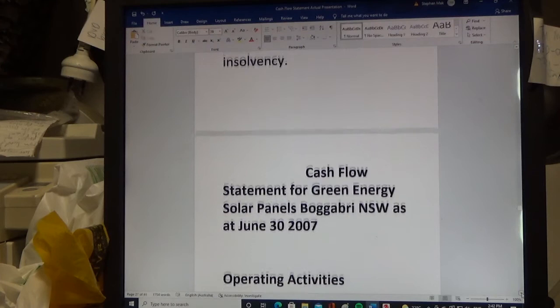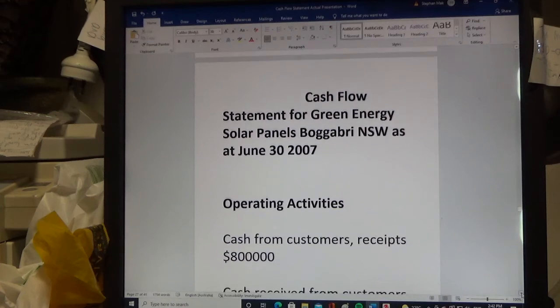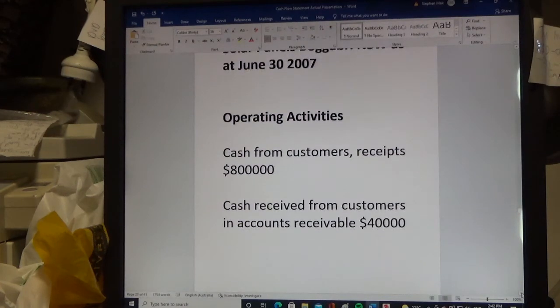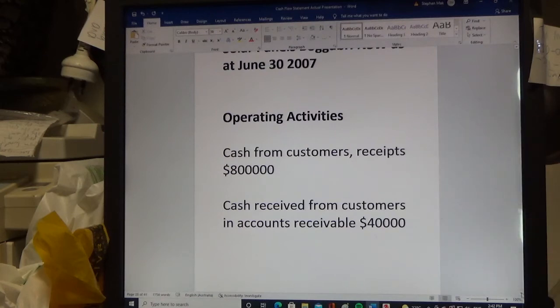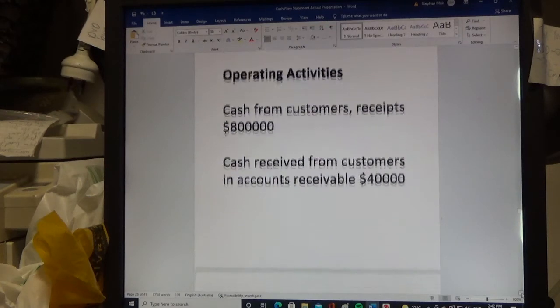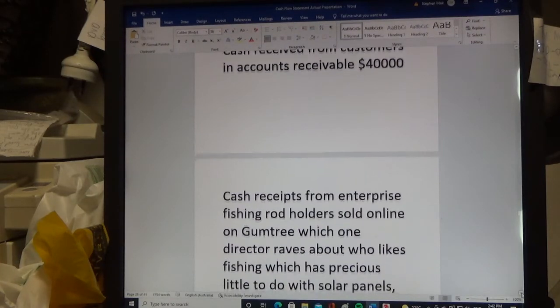Now I've got another example. I'll give a hint, this one's a little bit better. This cash flow statement 2 years later, June 30th, 2001. Start with operating activities. This time I'm not giving subtitles of cash receipts and cash payments. I'm just giving it as is in cash flow statements. Cash from customers or receipts. Cash received from customers and accounts receivable who are settling the accounts receivable account.